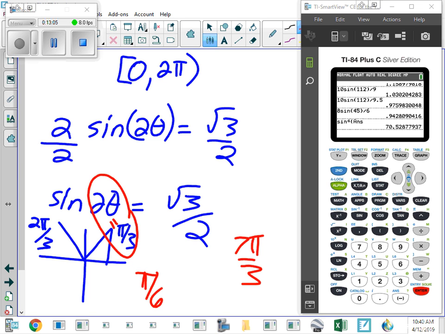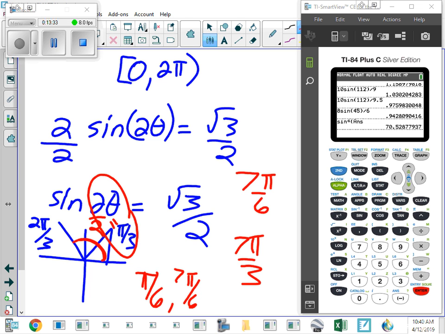What do I do with that? Divide it by 2, and I get 7 pi over 6. Does that land in the window? Yes. If I did another rotation and divided that by 2, is that going to land in the window? No. Nope. Okay. So I need to write that over here. So pi over 6 and 7 pi over 6.